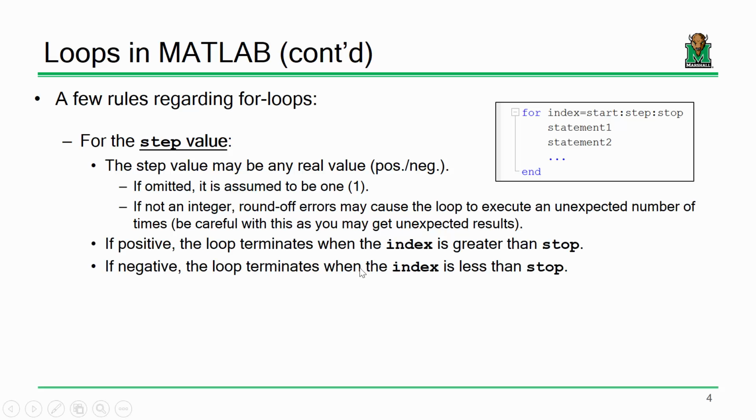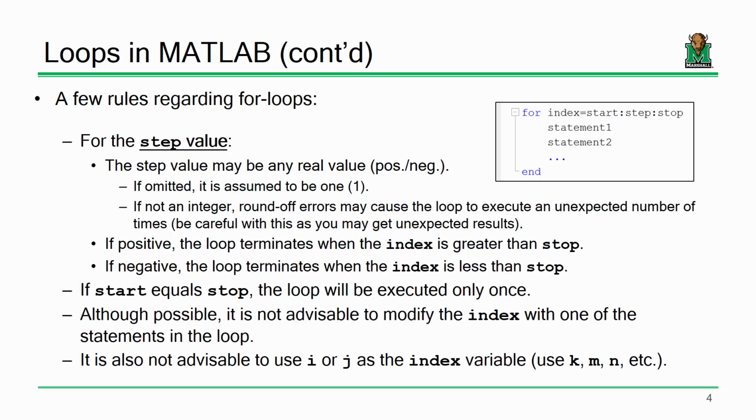If you're using a positive value, then the index terminates when it's greater than the stopping. But if it's negative, then it's when it's less than stop. So in other words, you have to think about what direction your number set is going, if it's adding numbers constantly or if the numbers are decreasing in value constantly because of a negative step value.